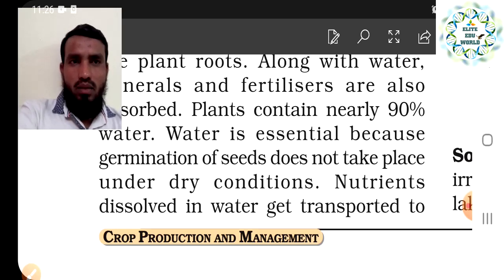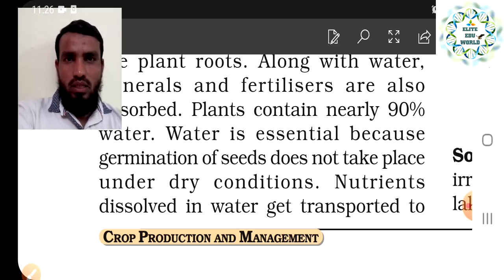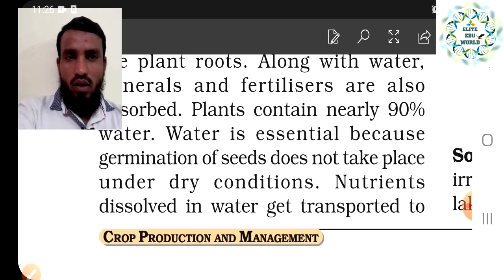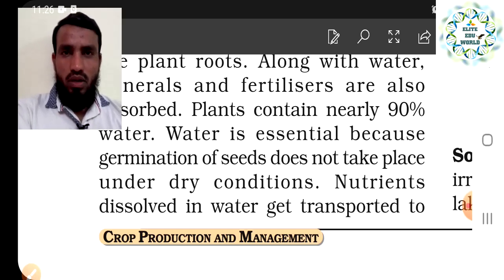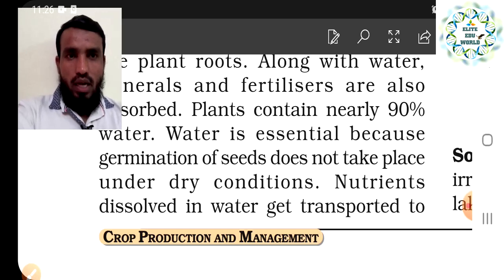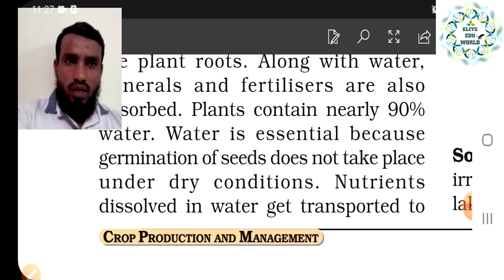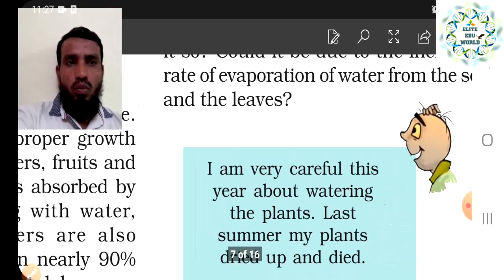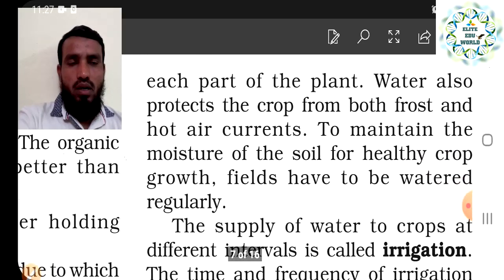And water is essential because germination of the seeds does not take place under dry conditions. If you are sowing the seeds into the soil and you are not watering that soil, the lack of water will not allow the seeds to germinate. So we have to provide the water in the right quantity and at right intervals. The nutrition dissolves in the water and gets transported from the roots to the plant. Those are the advantages of providing the water.